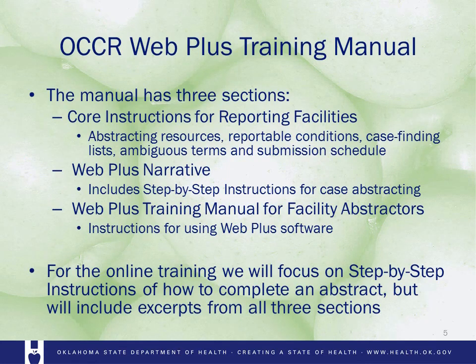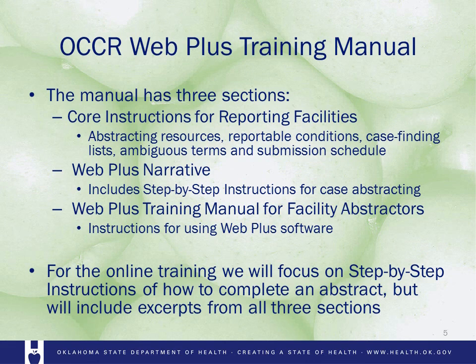The Web Plus manual has 3 sections. The core instructions for reporting facilities provide abstracting resources, a list of reportable conditions, case-finding lists, ambiguous terms, and the OCCR submission schedule. The Web Plus narrative includes step-by-step instruction for abstracting a case. And the Web Plus training manual for facility abstractors covers instruction for using CDC Web Plus software.